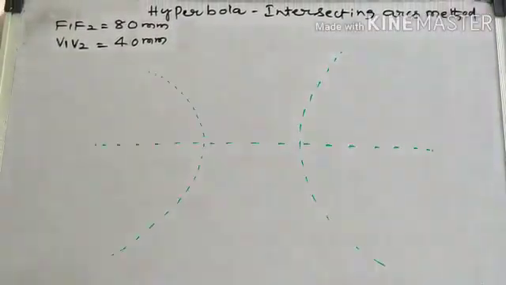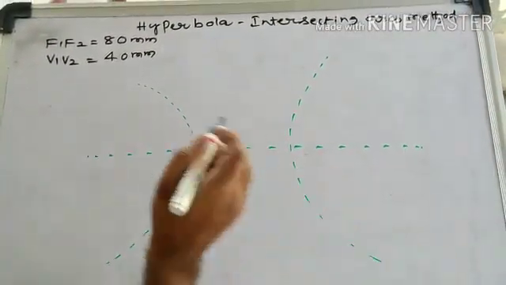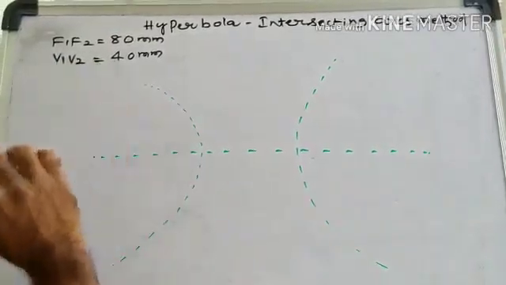Good morning students. Hyperbola, intersecting arcs method. F1 F2 distance 80, V1 V2 distance 40.